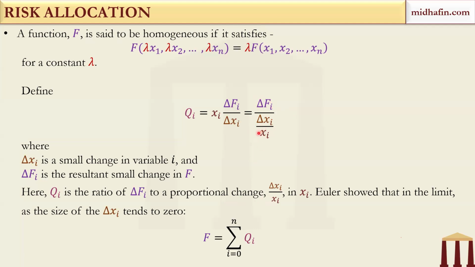Anyways, now it was shown by Euler that as the value of delta xi gets smaller and smaller, f becomes equal to the summation of qi. Again, to understand this, just directly go to the example. The theorem and the derivation are completely out of the scope of the curriculum. The application part will be asked. So I don't think from this slide they'll directly ask any question.